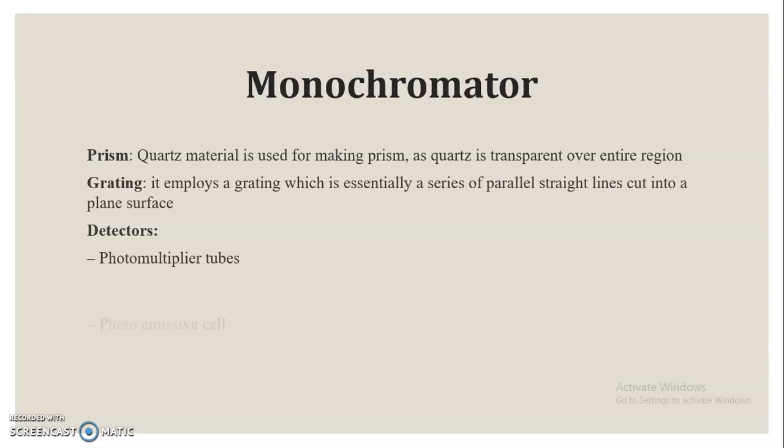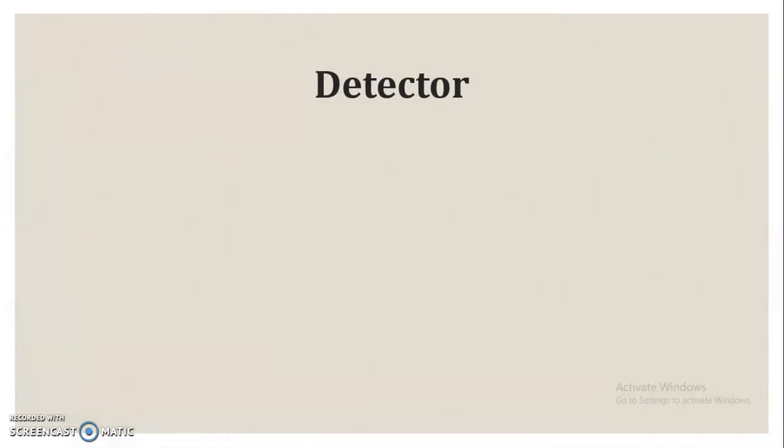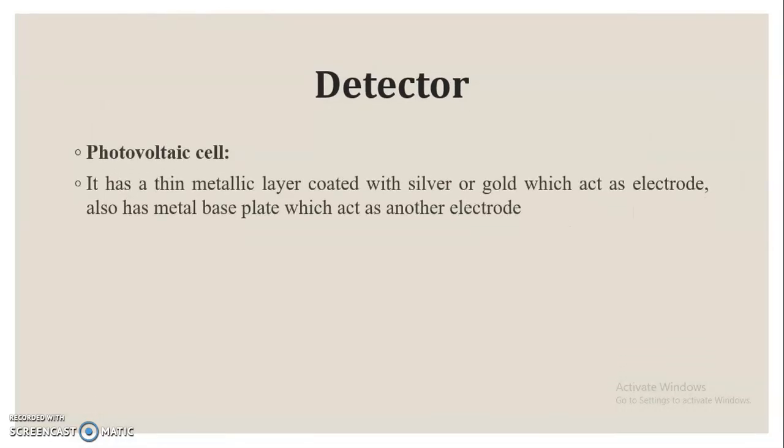The next important component, or the last component, of this atomic absorption spectrophotometer is the detector. Generally, three different types of detectors are used: photomultiplier tubes, photoemissive cells and photovoltaic cells. So these are the three commonly used detectors in atomic absorption spectroscopy. We will discuss the photovoltaic cell over here. We have already discussed this in UV-visible spectroscopy. The same type of detector is used in atomic absorption spectroscopy also.